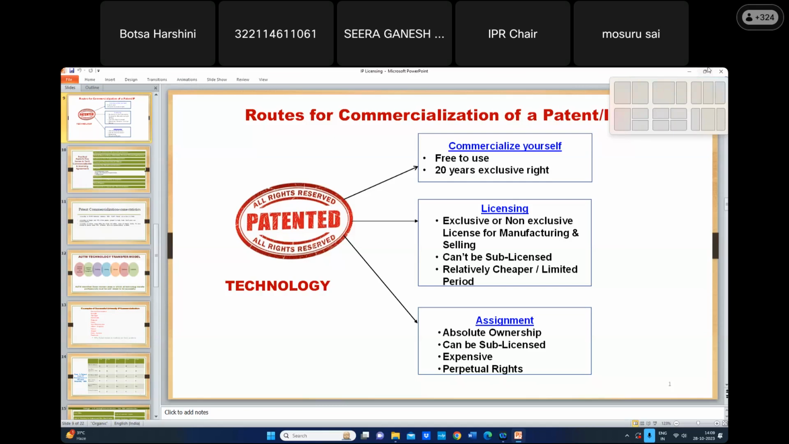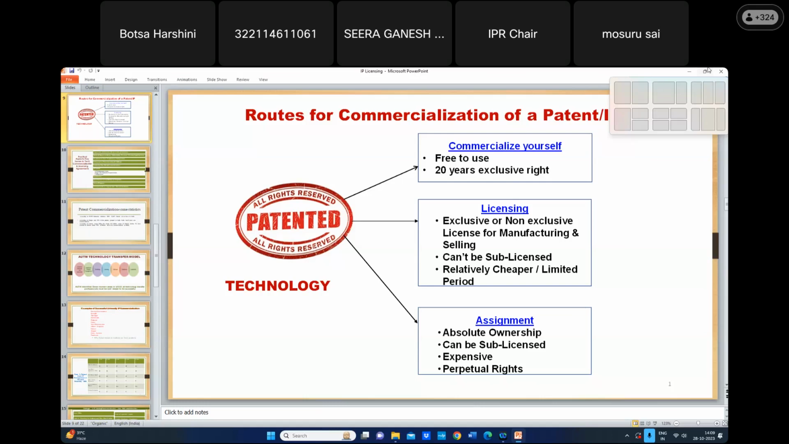Whereas in licensing, you will not get ownership of the patent, but only permissions or rights to use that knowledge for a certain period. That is what we call licensing. In assignment, it is not like that. The absolute ownership is transferred, so you can do whatever you want. You can further sell it, you can further sublicense it. Because of these benefits, assignments are always expensive, an outright purchase, and you get perpetual rights.